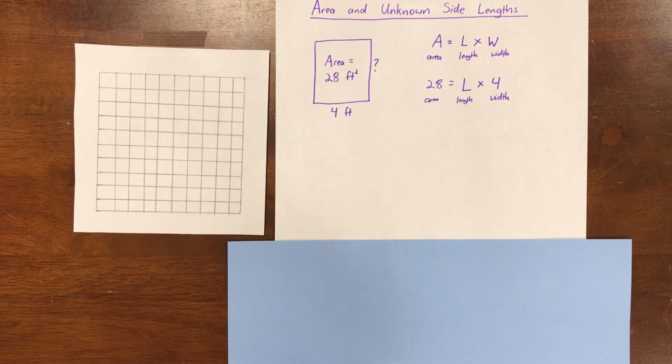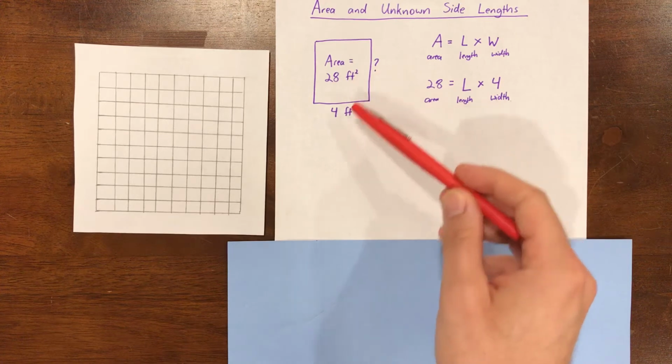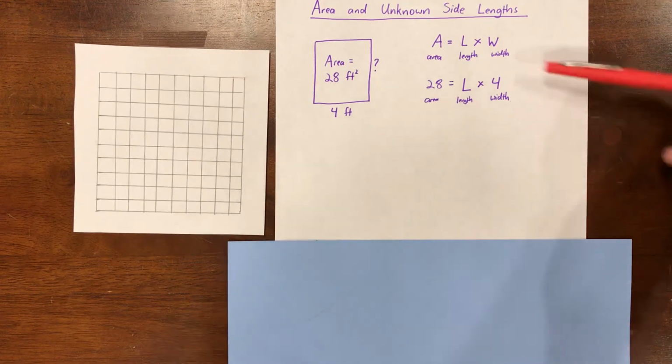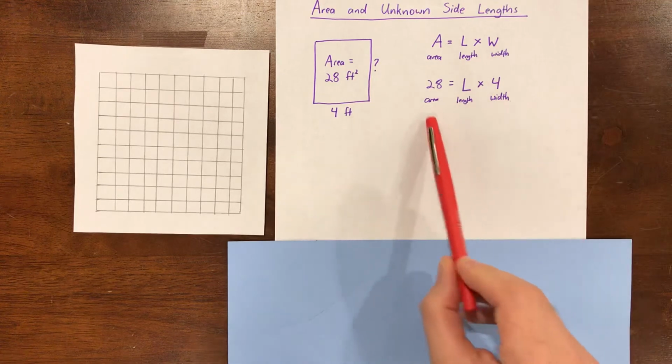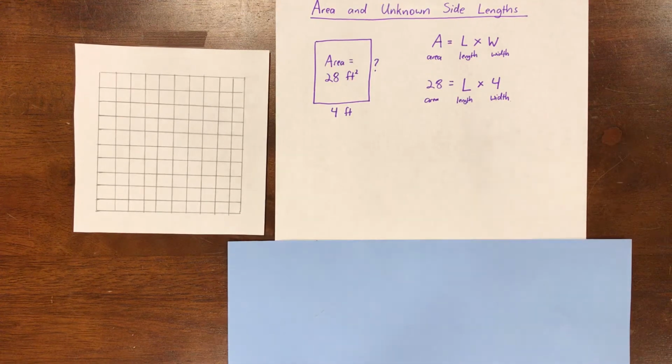Some of you probably drew a picture of the rectangle for the wall with an area of 28 feet, width of 4 feet, and an unknown length. That's great. Some of you might have also represented using the area formula, right? We know area equals length times width. So 28 equals length, which is our unknown, times 4, which is our width.